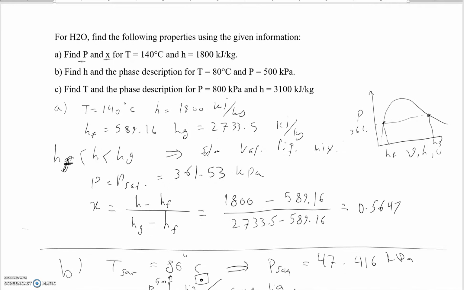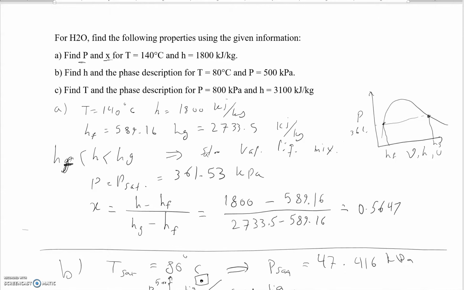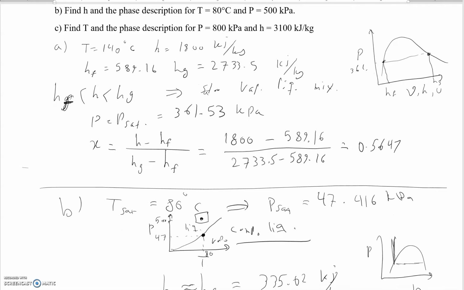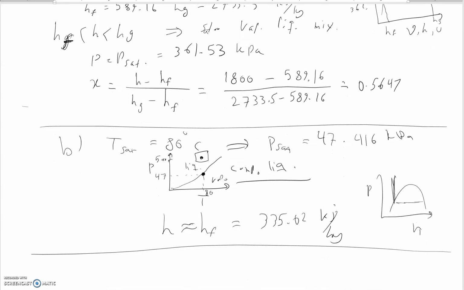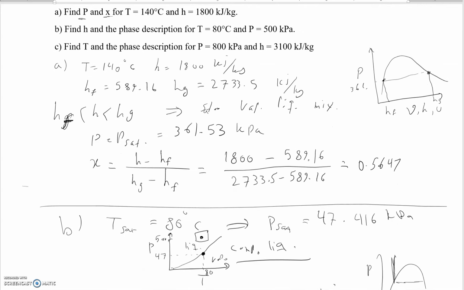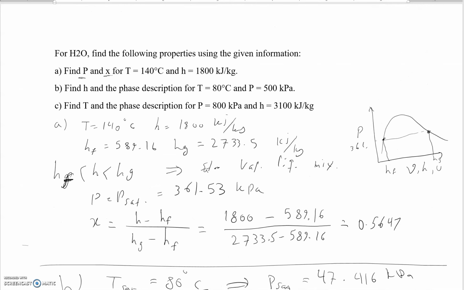And then in number C, quickly, we need to find the temperature and the phase description for pressure and enthalpy. This one you can try yourself and see if you can solve it. For this problem, you need to do interpolation, and it's not more difficult than the previous problem. So try to do this problem and see if you can do it.